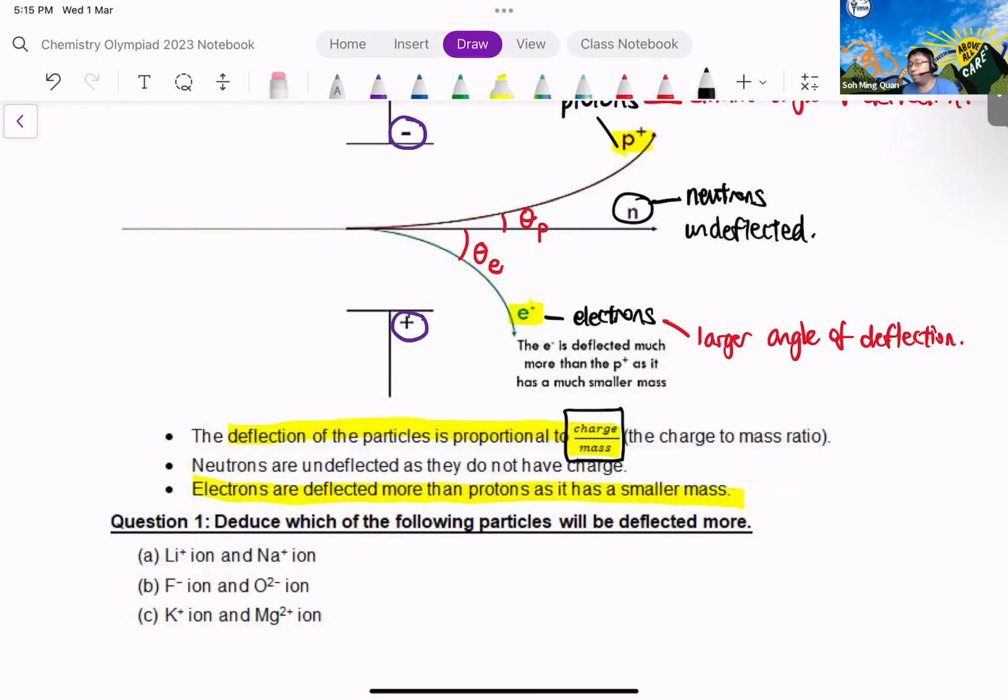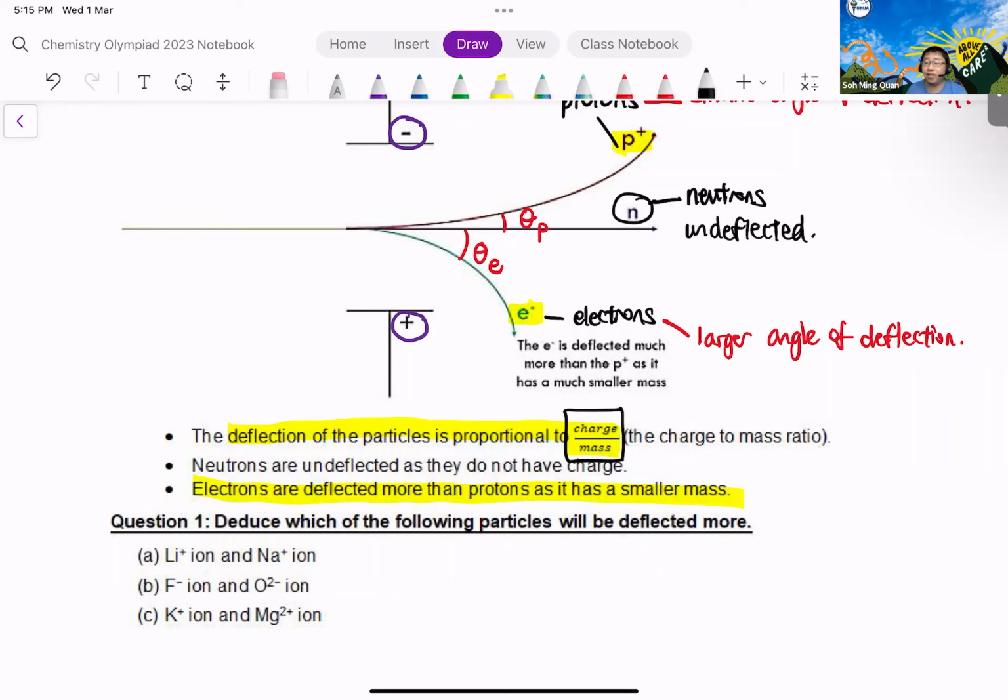Deduce which of the following particles will be deflected more. To do this question, you will need a periodic table because that's where we get the mass from. I hope you know by now, masses can be obtained from the periodic table. If you have a periodic table nearby, please take it out. That will help you answer question 1, A, B, and C. Remember, the deflection is proportional to charge over mass. You need to know the charge, which is shown already. You need to know the mass. Mass comes from the periodic table.